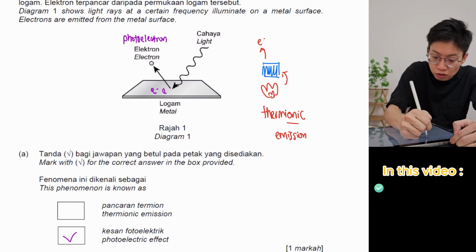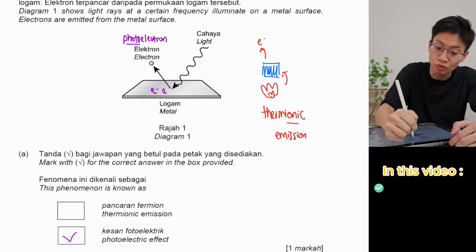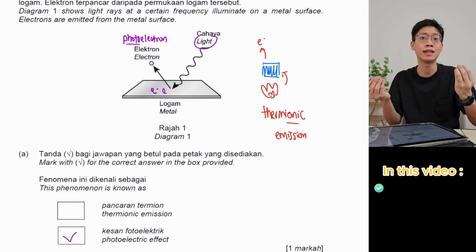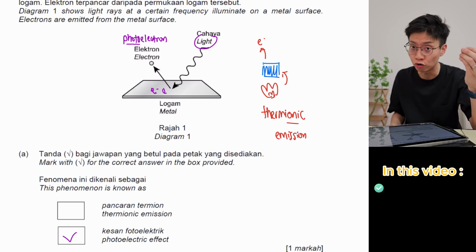Now, why do we need to write the photo? It is because the electron is emitted due to the light. So that's why they call this the photoelectron. But are photoelectron and electron the same? Yes, they are actually the same. We just need to introduce the word photo, the keyword.